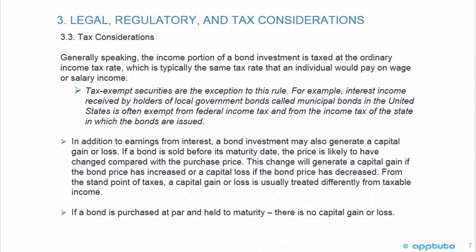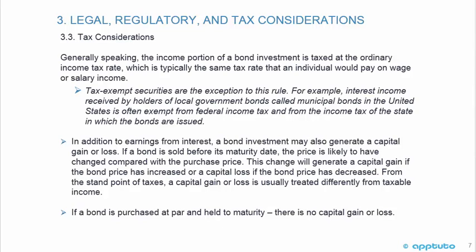Now we're moving on to tax considerations. Generally speaking, the income portion of a bond investment is taxed at the ordinary income tax rate, which is typically the same tax rate that an individual would pay on wage or salary income. Tax-exempt securities are the exception to this rule. For example, interest income received by holders of local government bonds, called municipal bonds in the United States, is often exempt from federal income tax and from the income tax of the state in which the bonds are issued.